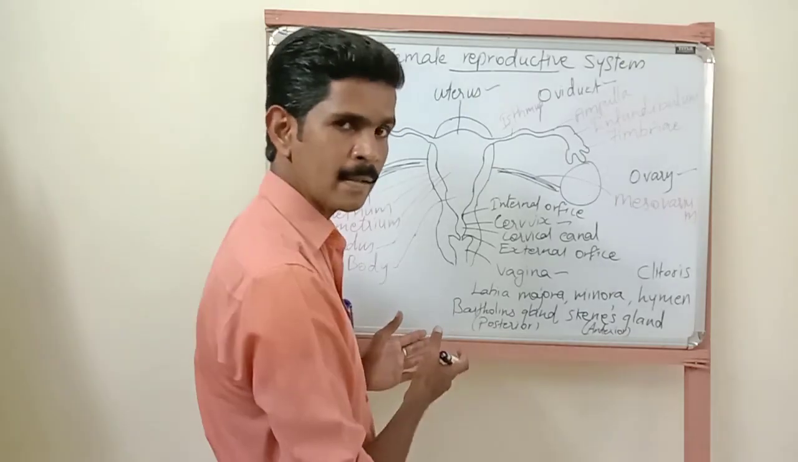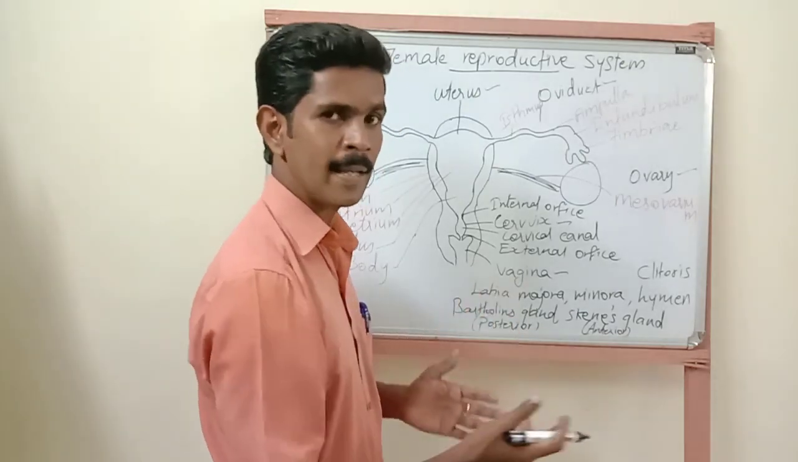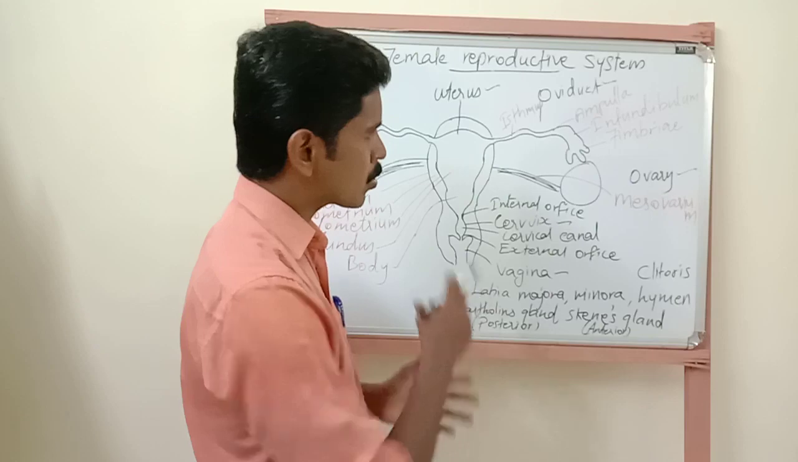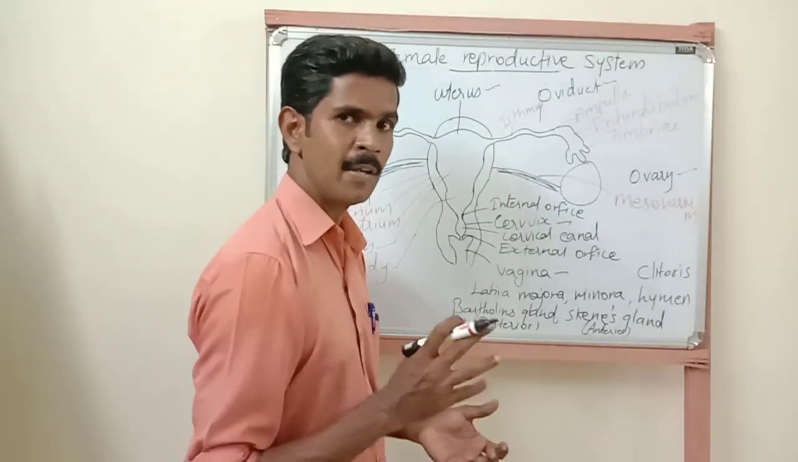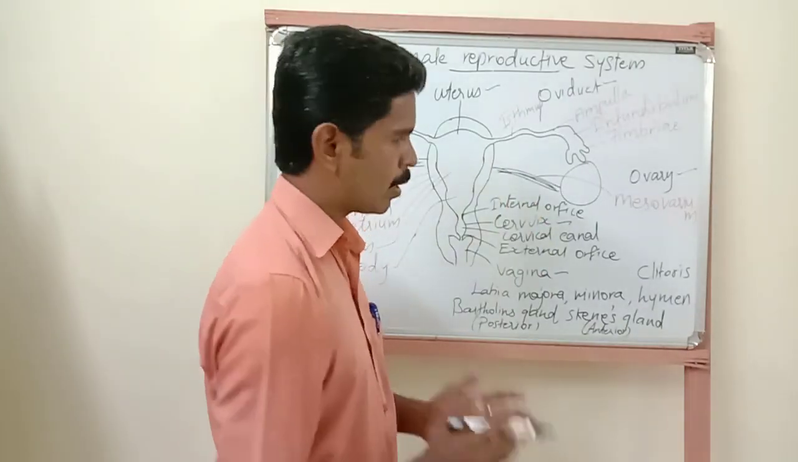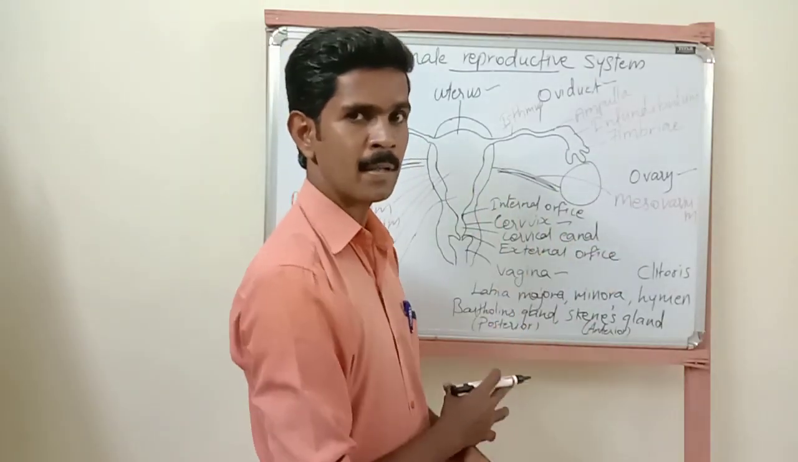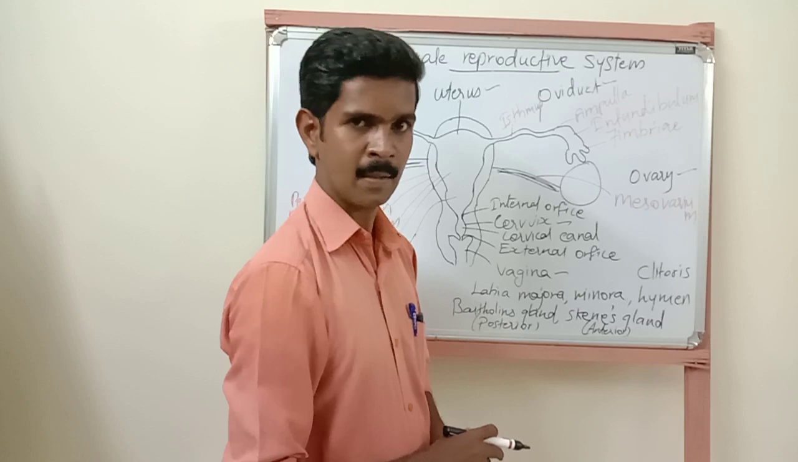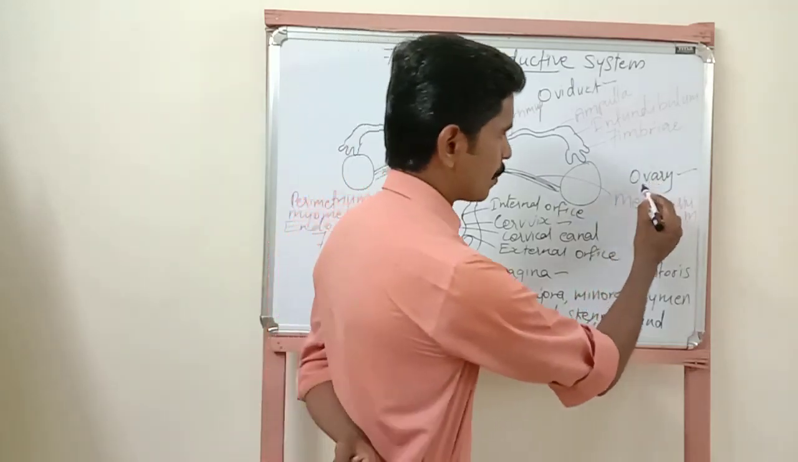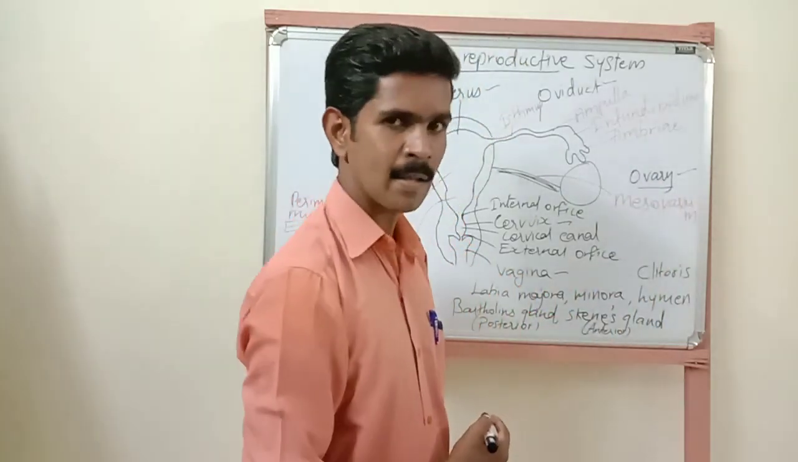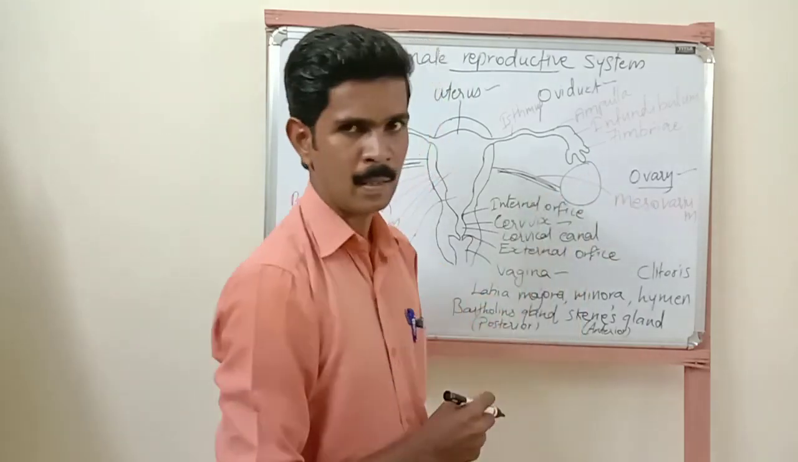Here I didn't write the mammary glands, because later I will explain the structure of the mammary glands. So these are the important organs of the female reproductive system. Now I explain these organs one by one. Listen very carefully. First I explain the primary female sex organ, the ovary.